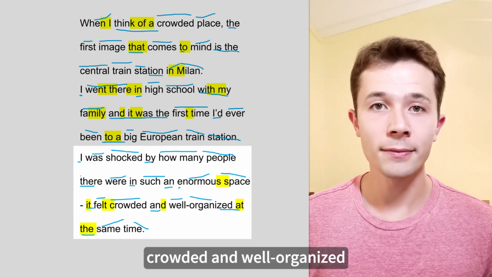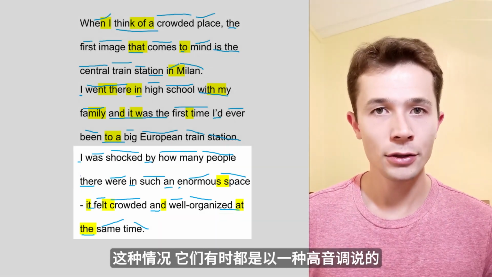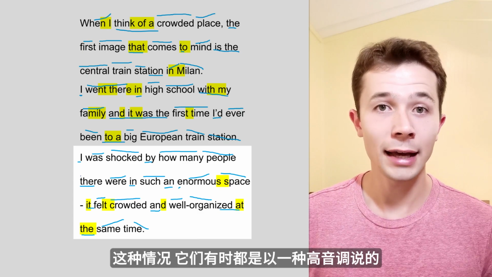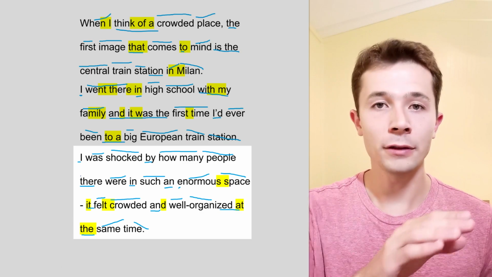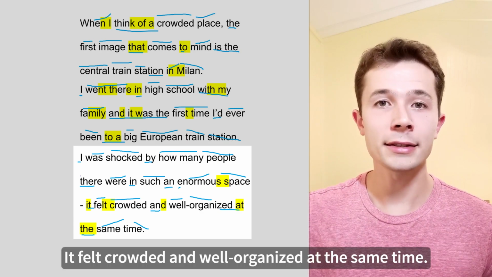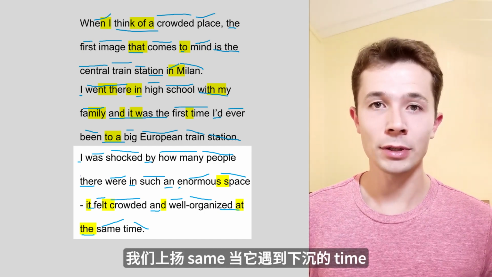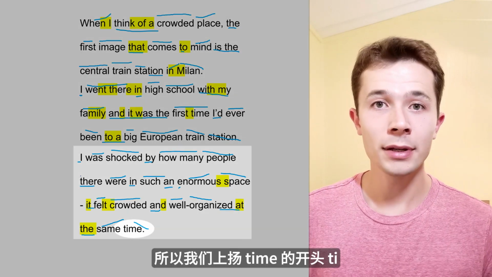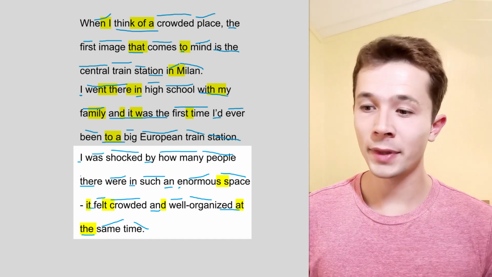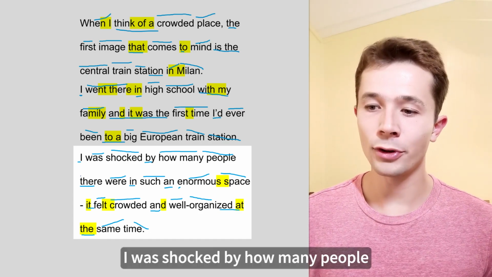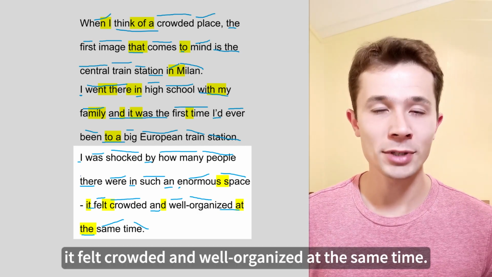Crowded and well organized, we have two adjectives here connected with and when we have that, they're usually both spoken with kind of a high tone, and usually there's another dipping or rolling intonation there. It felt crowded and well organized at the same time. And we rise on same to meet time as we go down there in pitch. So we go up to get to the beginning of time, same time. I was shocked by how many people there were in such an enormous space. It felt crowded and well organized at the same time.